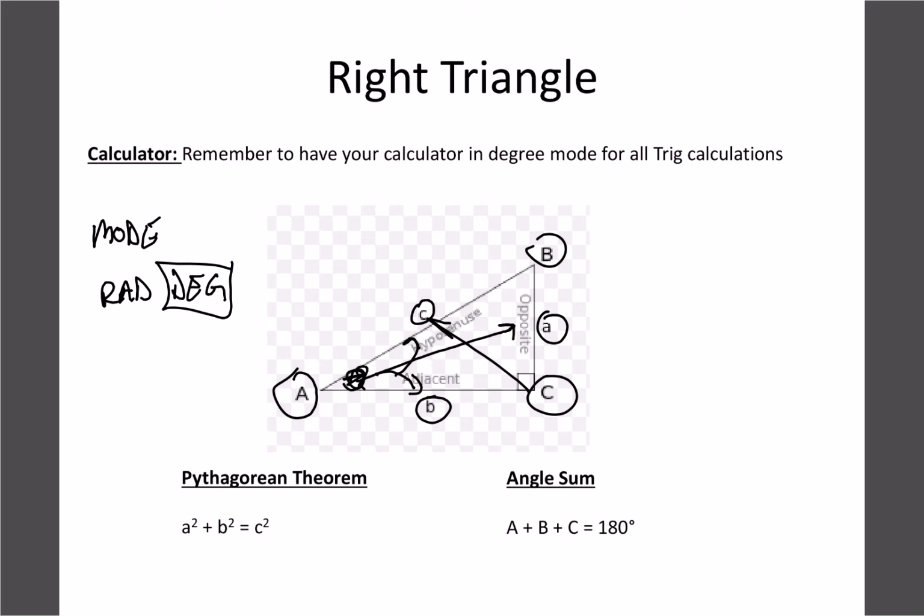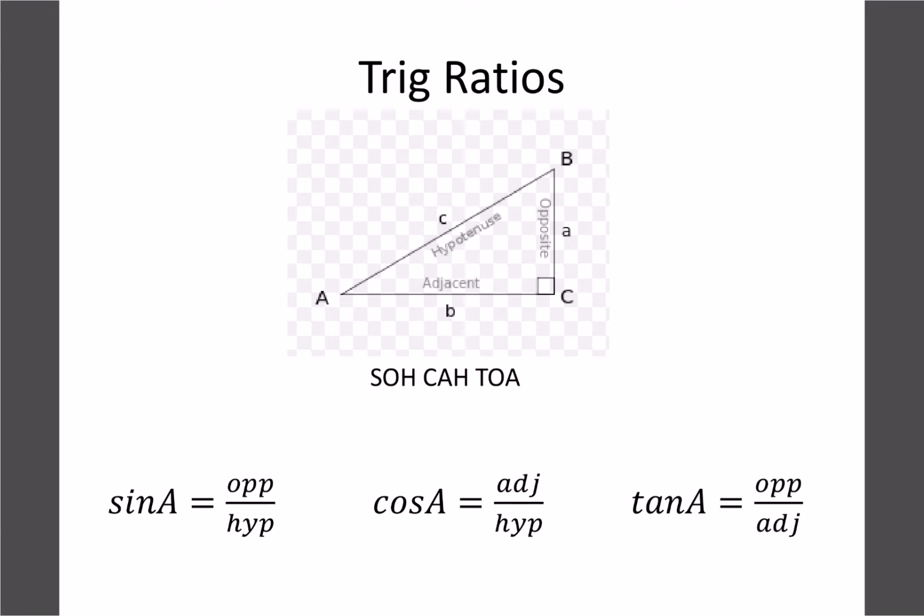Other than that, our other two main ideas are Pythagorean theorem. So for any right angle triangle, our two sides, our legs of the triangle, squared will add up to our hypotenuse squared. And also any three angles in a triangle, ABC, always add up to 180. And then our three basic trig ratios are SOHCAHTOA, sine, cos, and tan.